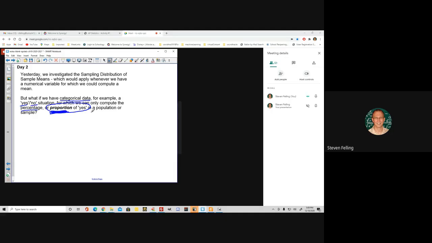So for example, there's lots of stuff we can measure about people, but maybe we want to measure, do they have brown hair, right? They either have brown hair or they don't have brown hair, right? So that's a category, right? It's not numerical. It's not what percentage of it's brown or something like that. It's just yes, brown, or no, not brown, right? So if we have a yes or no kind of categorical variable, we can only measure the percentage of the population that's yes or the percentage of the sample that's yes.